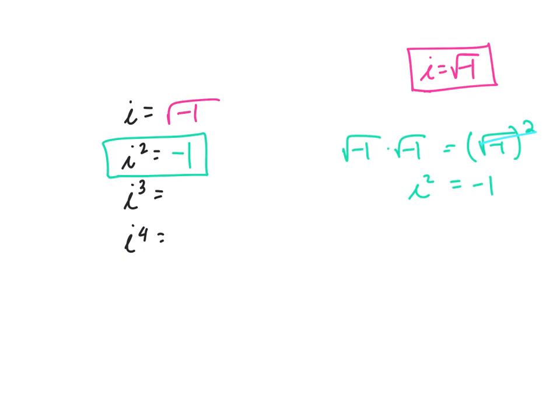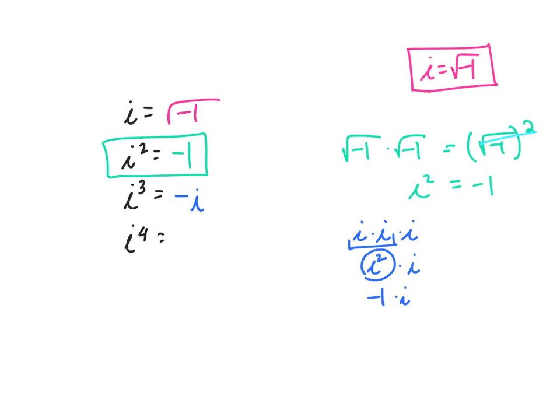Okay, i cubed now. Remember, that means i times i times i, or we can think of that as i squared times i. Well, we just said that i squared was -1. So really it just turns into -1 times i. So that means i cubed really just turns into a negative i. Like I said, these are just some cool patterns that come out of our i's.